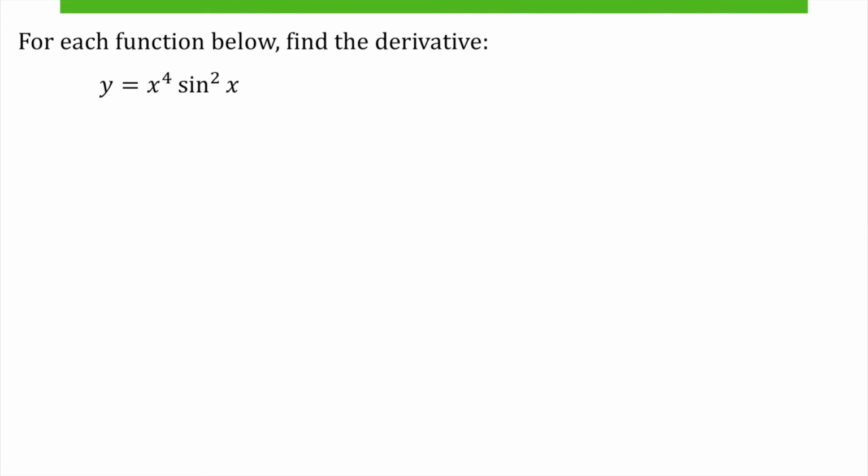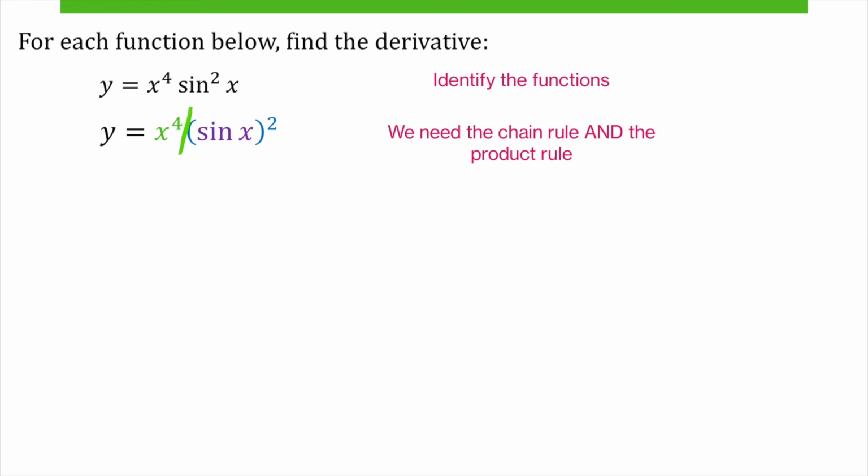Let's get a little bit more complicated. Again, the first thing you do is identify the functions. So here's what I've identified: x to the 4th times sine squared of x. Now look at this. We have 2 functions being multiplied together. So we need the chain rule and the product rule. You ready for this? Here's the derivative.